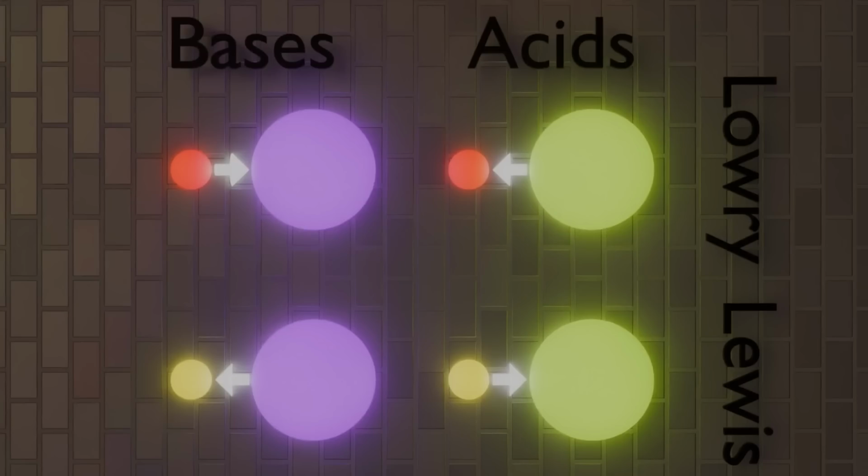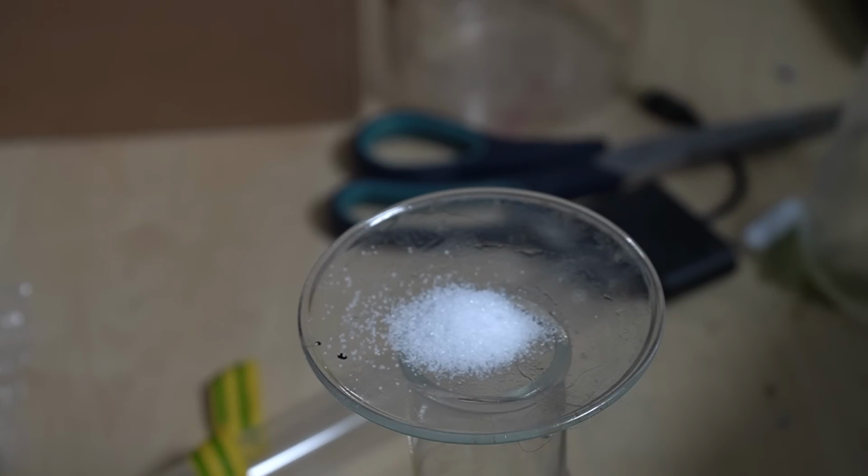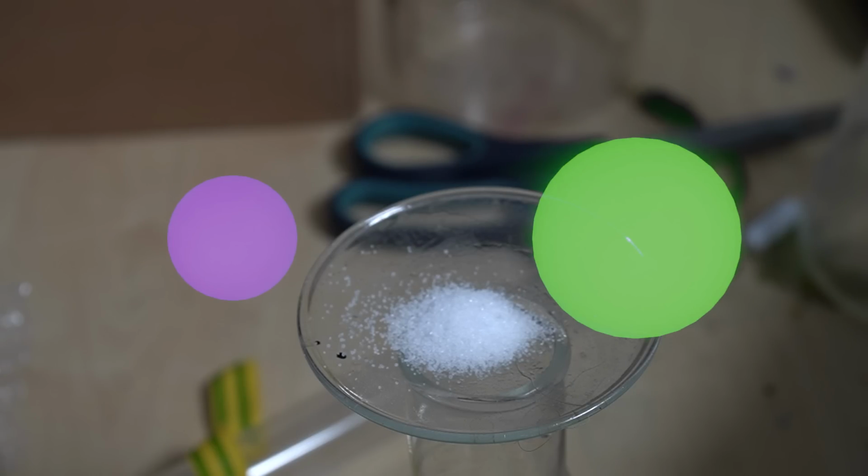Well, imagine this. Here we have some table salt, sodium chloride, and you won't believe it, but it's made out of sodium and chloride. Both of these are ions, which means that they do have net charge. So sodium is more positive, chloride is more negative, and there, they hold together like a magnet.